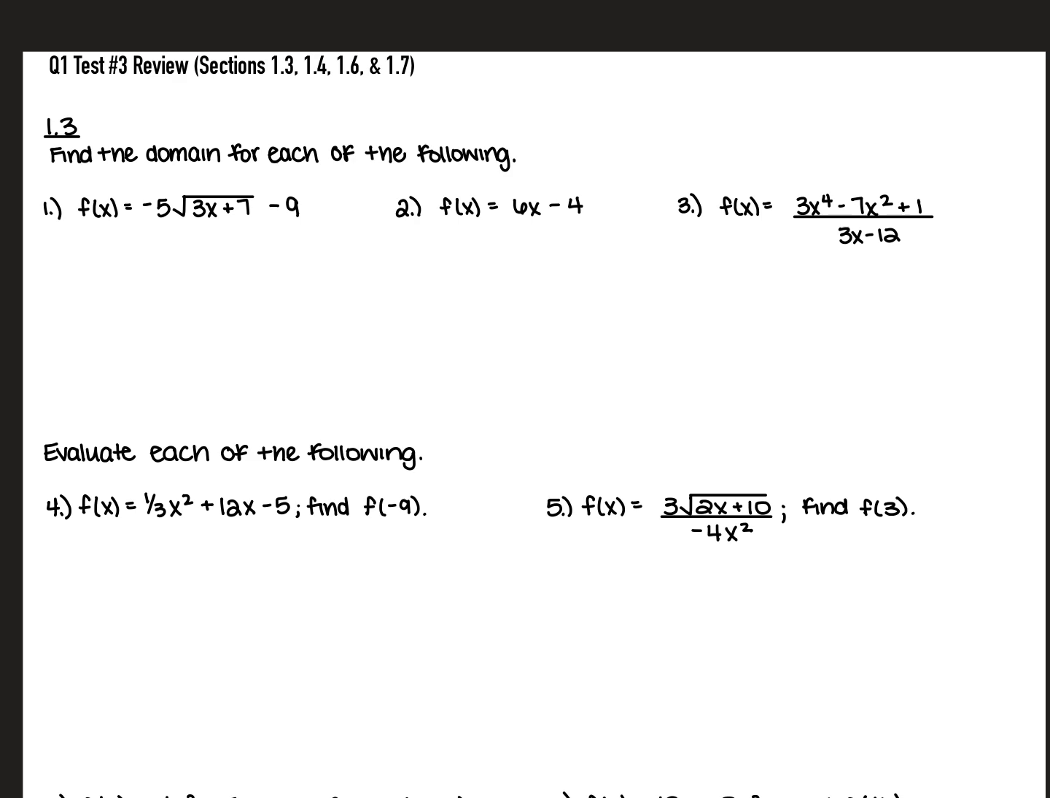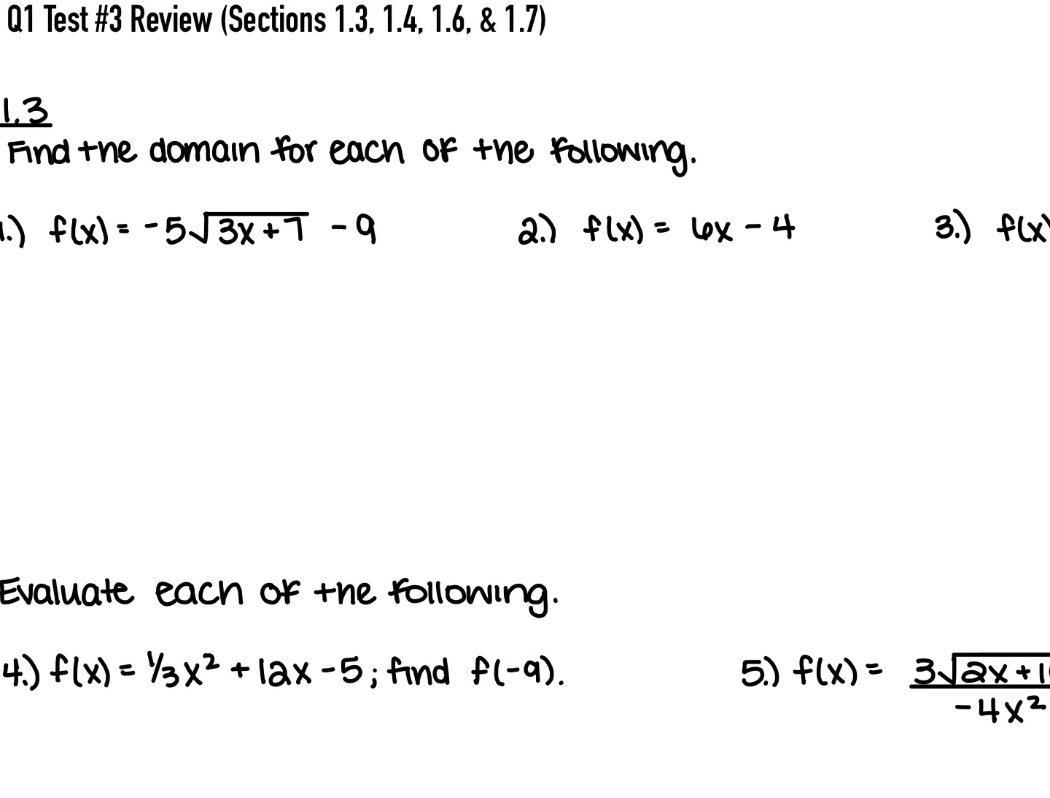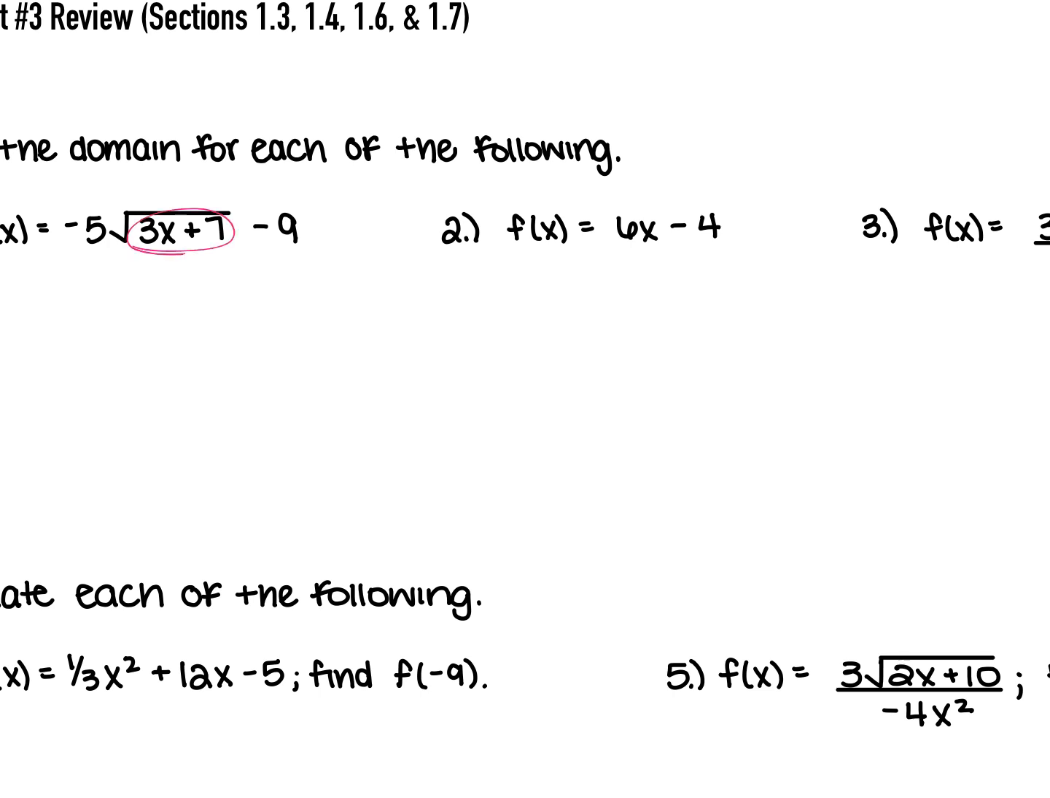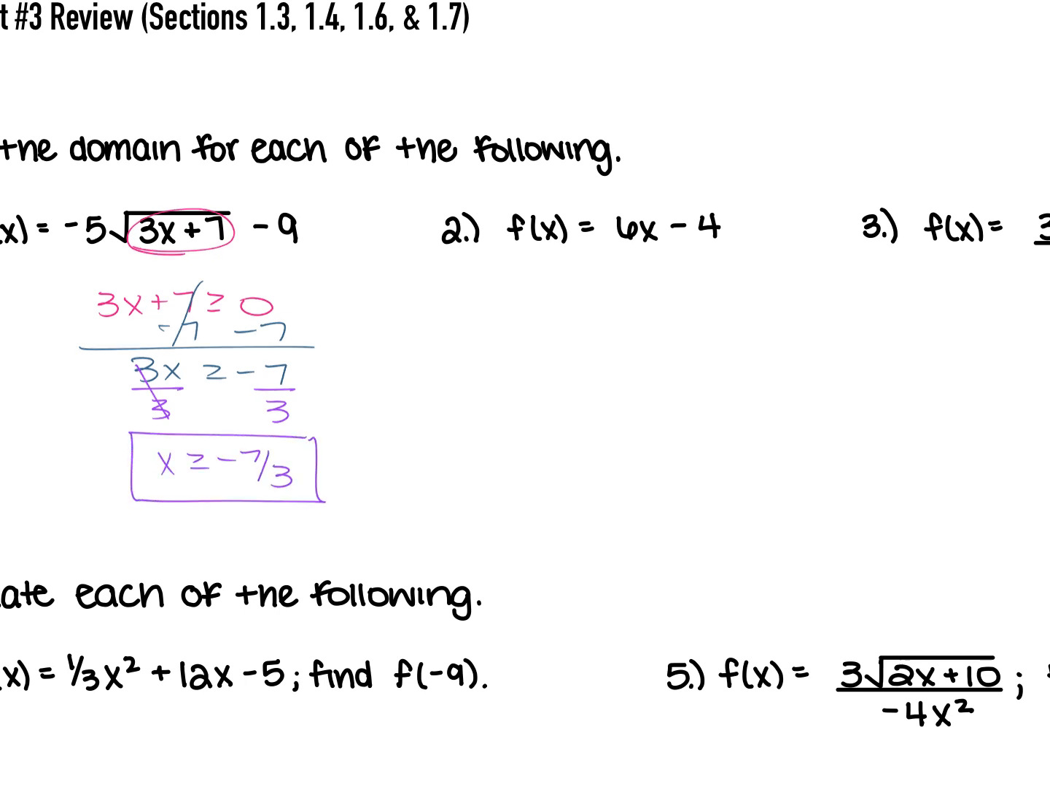So if we look at example 1, you're given f of x is equal to -5 times the square root of 3x plus 7 minus 9. You're going to take the part underneath the radical, so that's the 3x plus 7, and you're going to set it greater than or equal to 0 and solve. For this one, we're going to subtract the 7 from each side first. So that gives you 3x is greater than or equal to -7. And then we're going to divide each side by the 3. So that's x is greater than or equal to -7/3. I do not need you to put it in interval notation or anything else like that. You can leave it just like this.